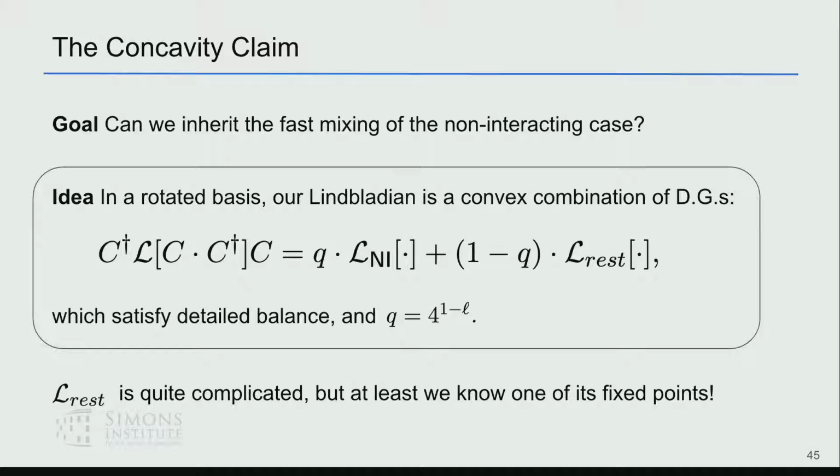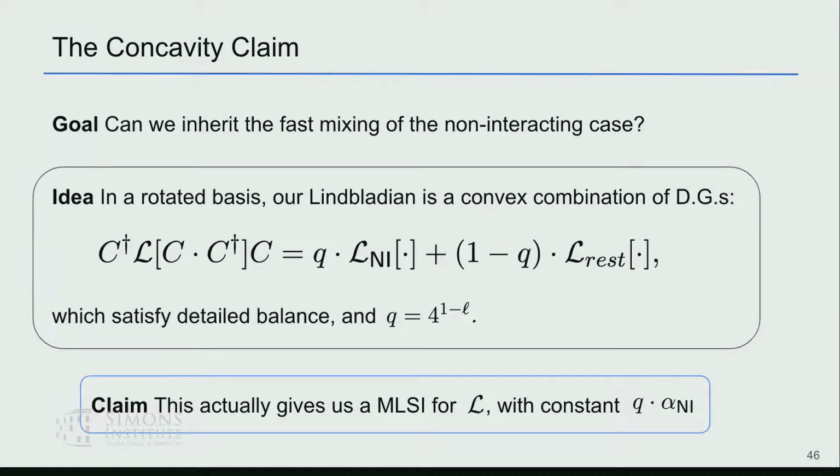Standard but slightly technical entropic manipulations turn out to show that convexity or concavity is all you need. This actually gives us a log Sobolev bound for the original Lagrangian L, but with a constant that only depends on the original non-interacting constant and the convex combination constant. And you just need local jumps to be Paulis. So how we get this concavity claim is where the jump operators come into play. But this concavity argument works regardless of the jump operators, and it depends on the depth of the circuit.